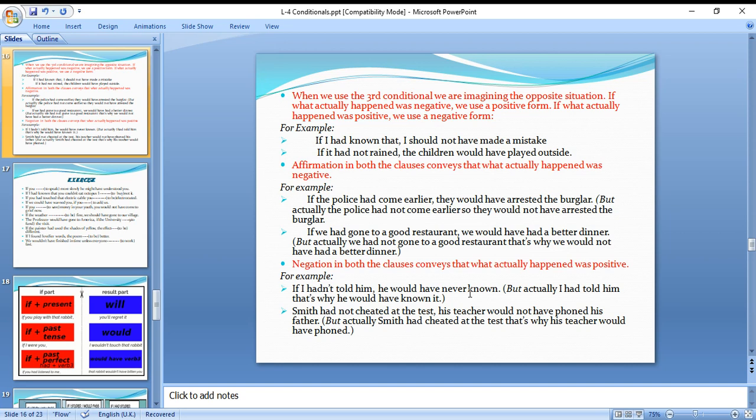If we had gone to a good restaurant, we would have had a better dinner. But actually, we had not gone to a good restaurant. That's why we would not have had a better dinner.